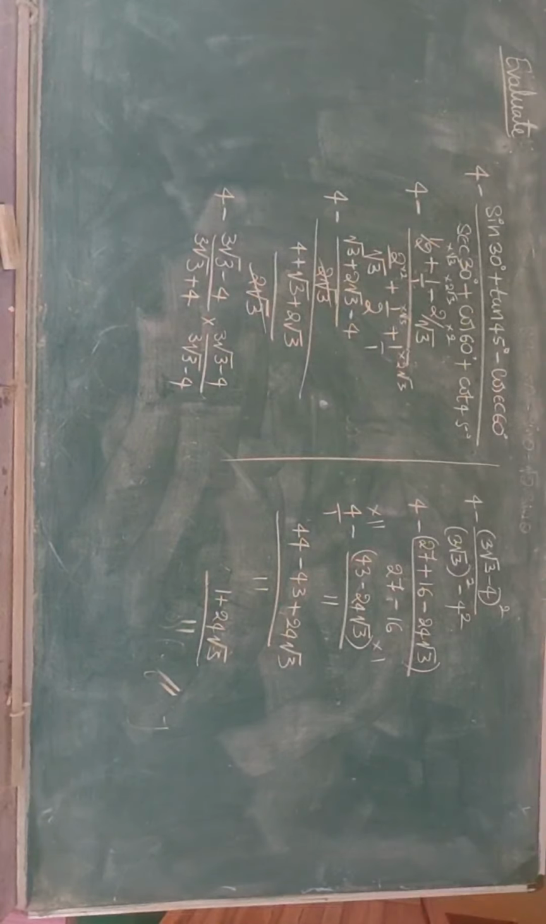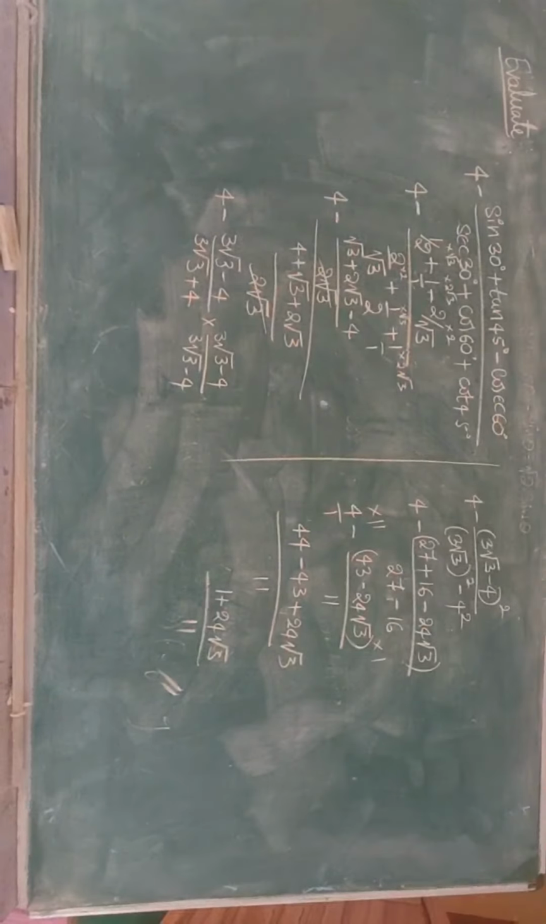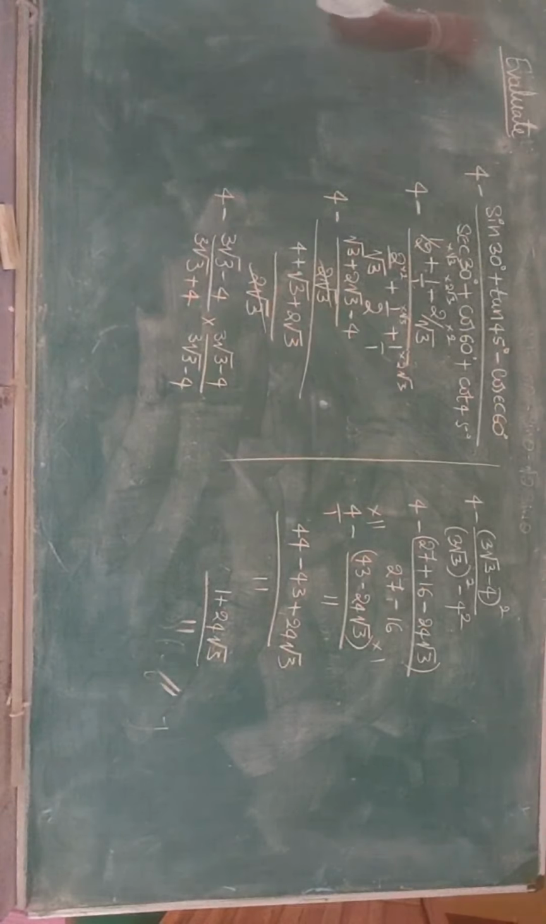19th one is very simple. You can try it at home. 19th one. 4 tan theta is equal to 3, is there. 4 tan theta is equal to 3.